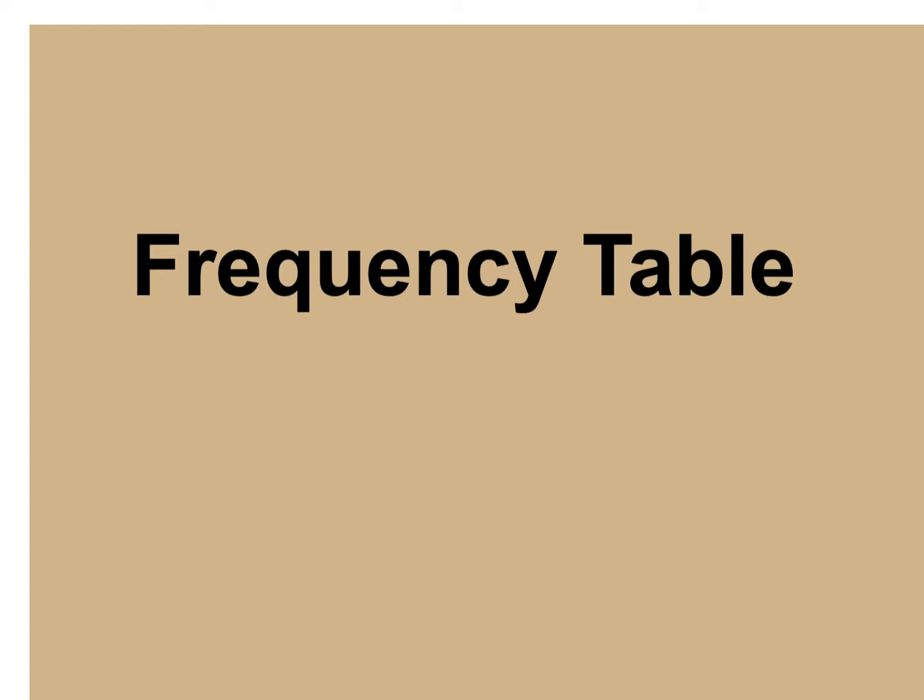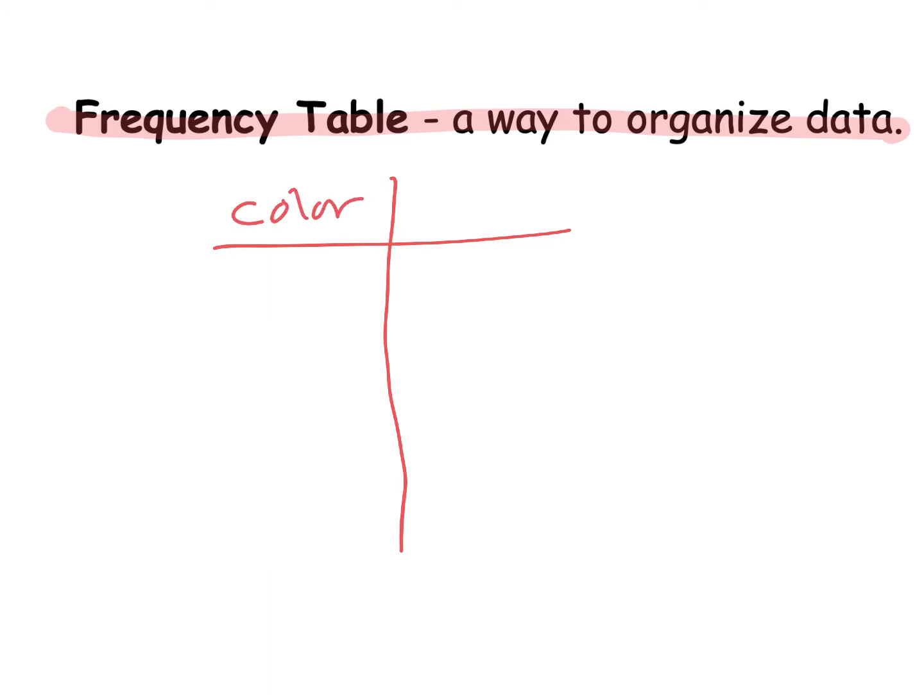So we're going to start with frequency tables. Frequency table, this is what I want you to have in your notes. Frequency table is a way to organize data. So for example, if I wanted to count the different color cars that drove by my house, I would do the color on this side and I would say, well, let's do black and white and blue. We'll start with that.